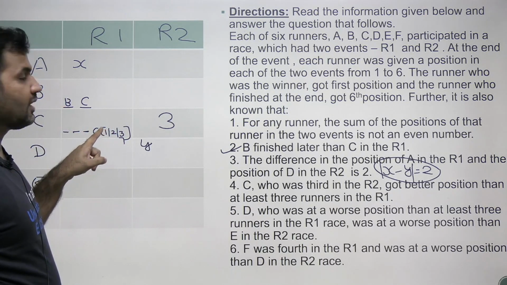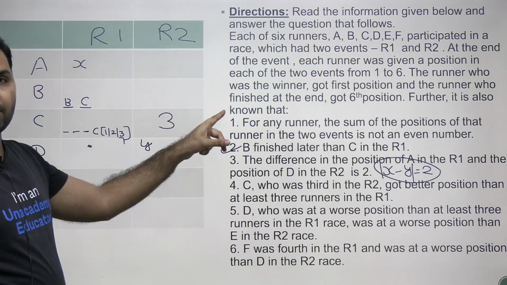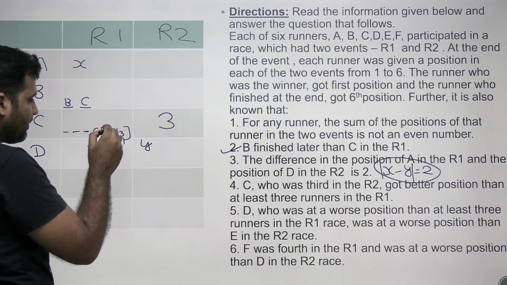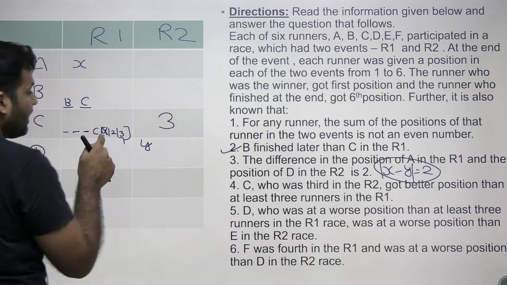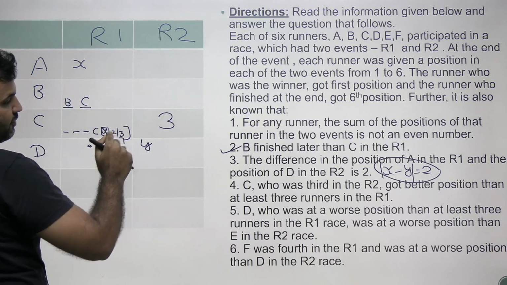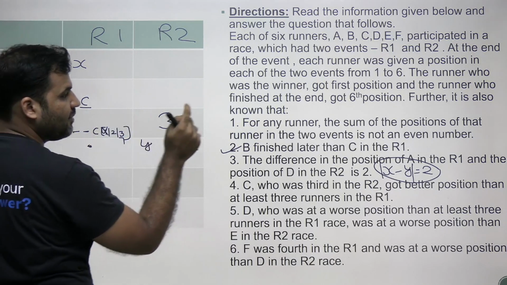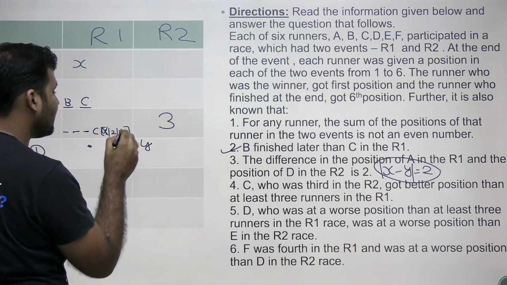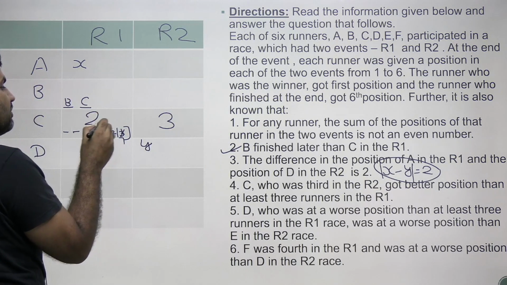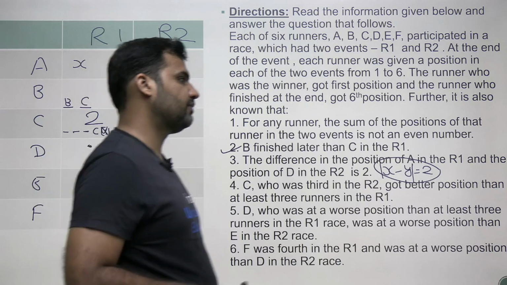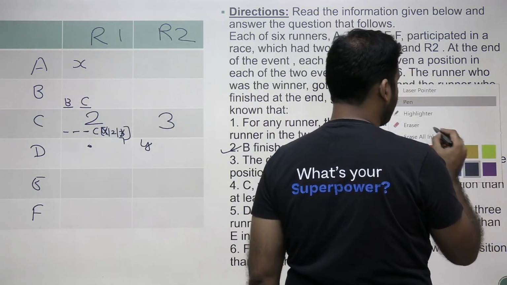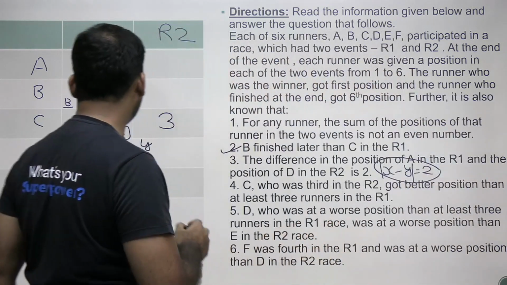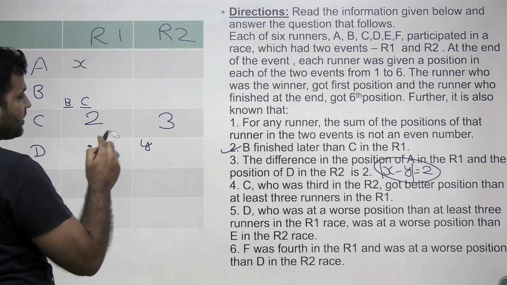Now observe it. Can I put 1 here? If I put 1 here, 3 plus 1 will be 4, so 1 is not possible for C. Can I put 3 here? If I put 3 here, 3 plus 3 will become 6, which is an even number, so 3 is also eliminated. There is only one possible option for C, and that is 2. So the rank of C in race 1 will be 2. So we get this information.